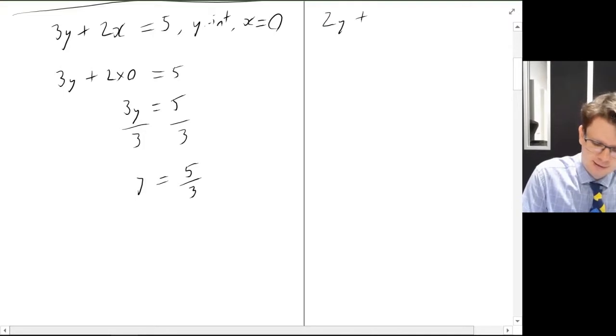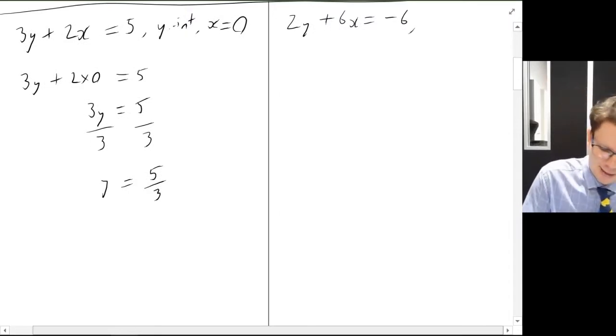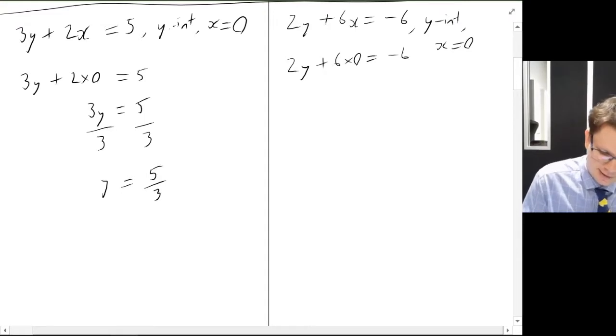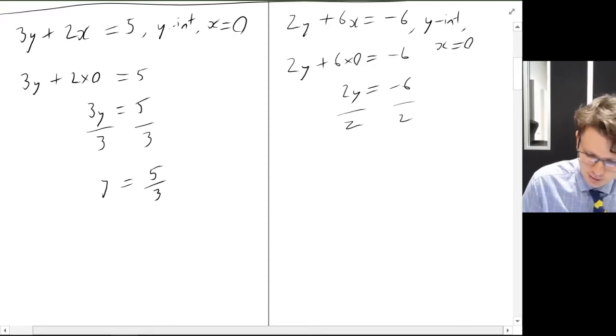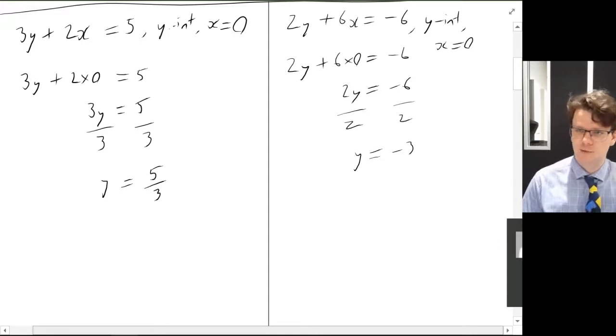So, you do the same thing for this one. 2y plus 6x equals minus 6. Have a go at that one. Well, like I've said, the y-intercept is when x equals 0. So let's substitute 0 in. So 2y plus 6 times 0 equals minus 6. 2y equals minus 6. Divide both sides by 2. y is equal to minus 3. So my y-intercept is going to be minus 3.